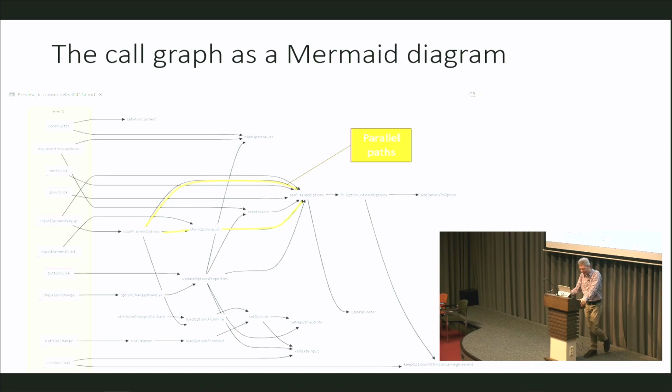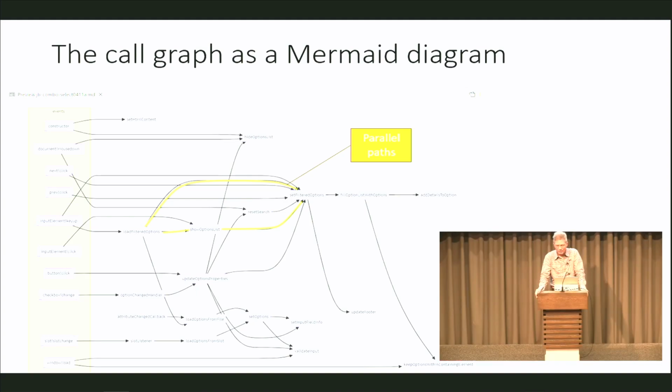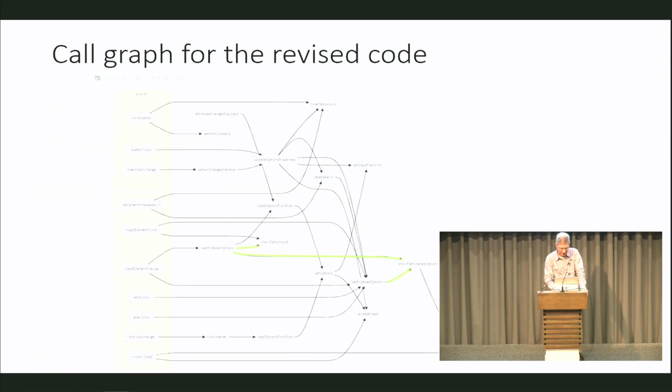So by looking at the arrows, even if it's a bit of spaghetti, it made it a lot easier for me to figure out where functions were called too often. And I could identify a few of these cases and indeed make the component a lot faster. Then I revised the code, and this was the result.